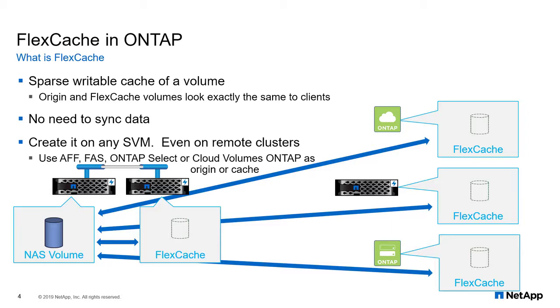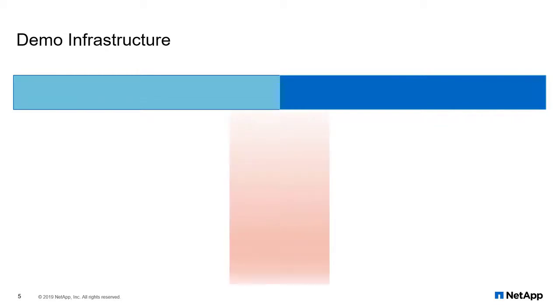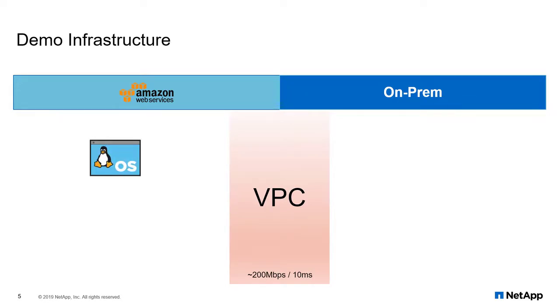Today, we're going to demonstrate how FlexCache can be an enabler to move toward a hybrid cloud infrastructure without the risk of having your data move completely to the cloud, and how it can benefit cloud services by increasing performance. We've just created an EC2 Linux instance in Amazon's AWS US East 1 region, and have created a Cloud Volumes ONTAP instance in that same cloud region.